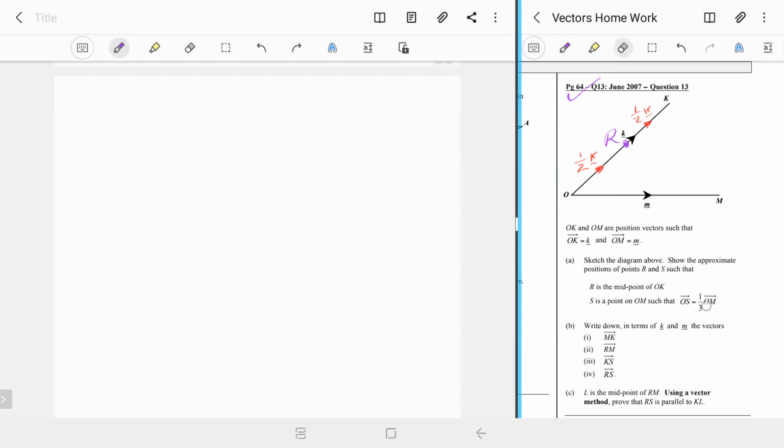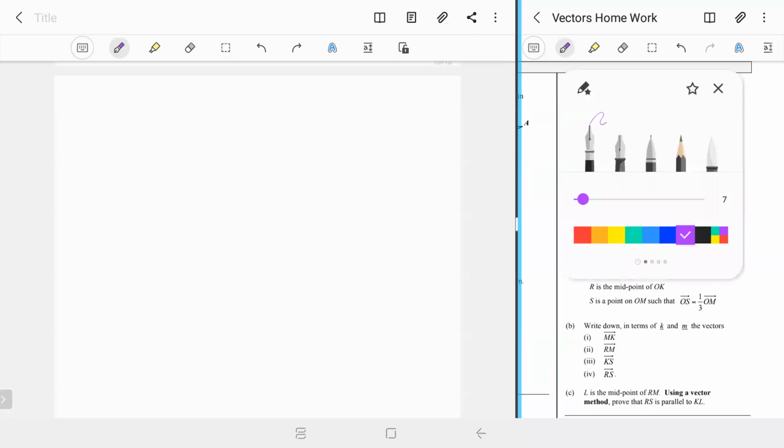How do I get 1/3 of something? Divide it into 3 equal parts, like so. See that? And therefore S is right here. S is right here. See that?